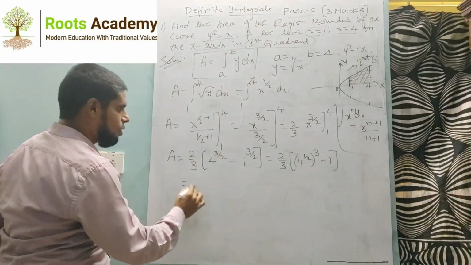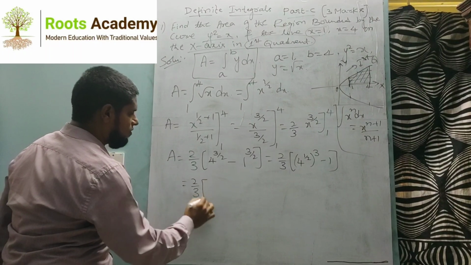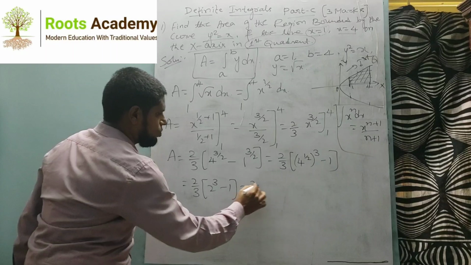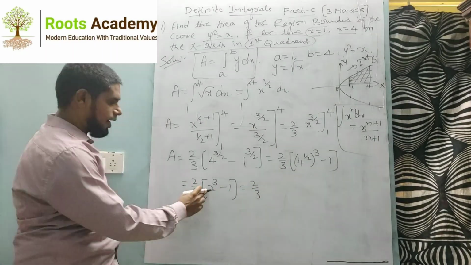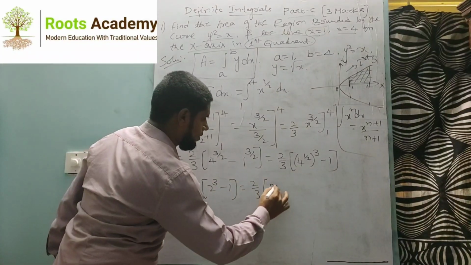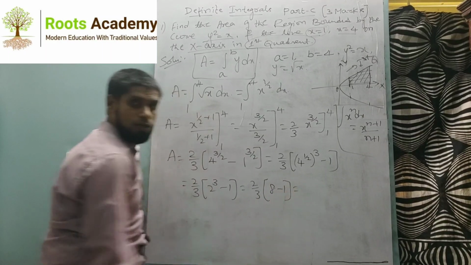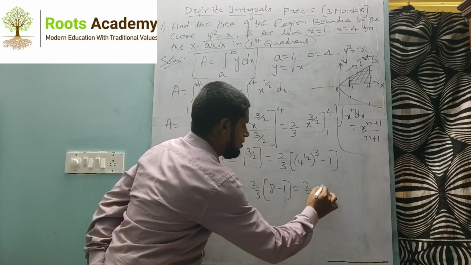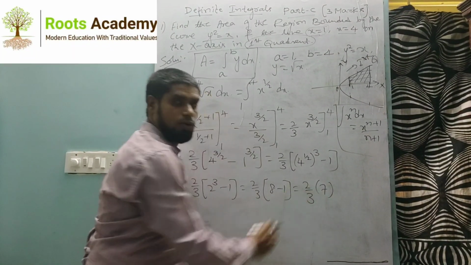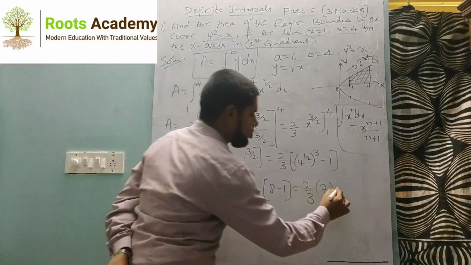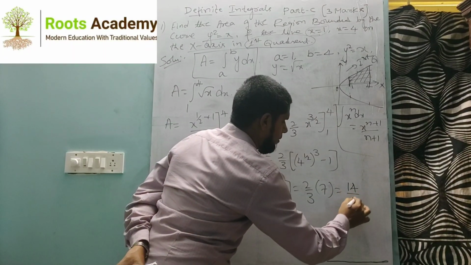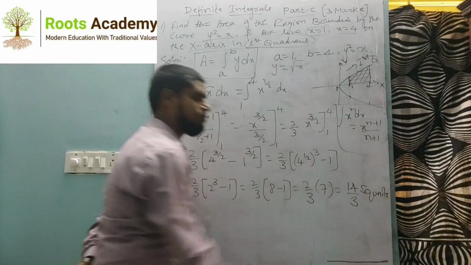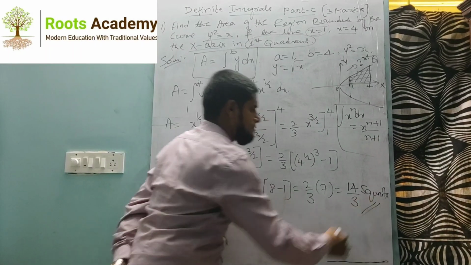What is the square root of 4? Square root of 4 is 2. 2 cube minus 1, times 2 by 3. 2 cube is 8. 8 minus 1 is 7. 2 by 3 as it is. Now 7 into 2, if I multiply the numerator, I will get 14 by 3 square units. This is the final answer.